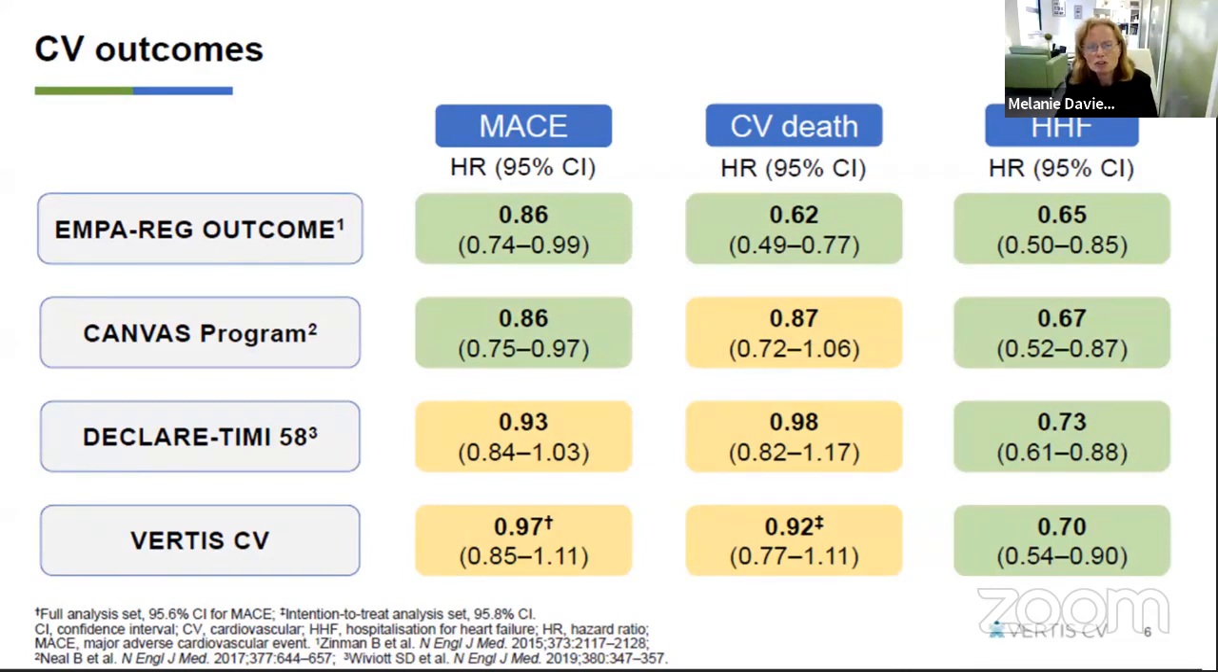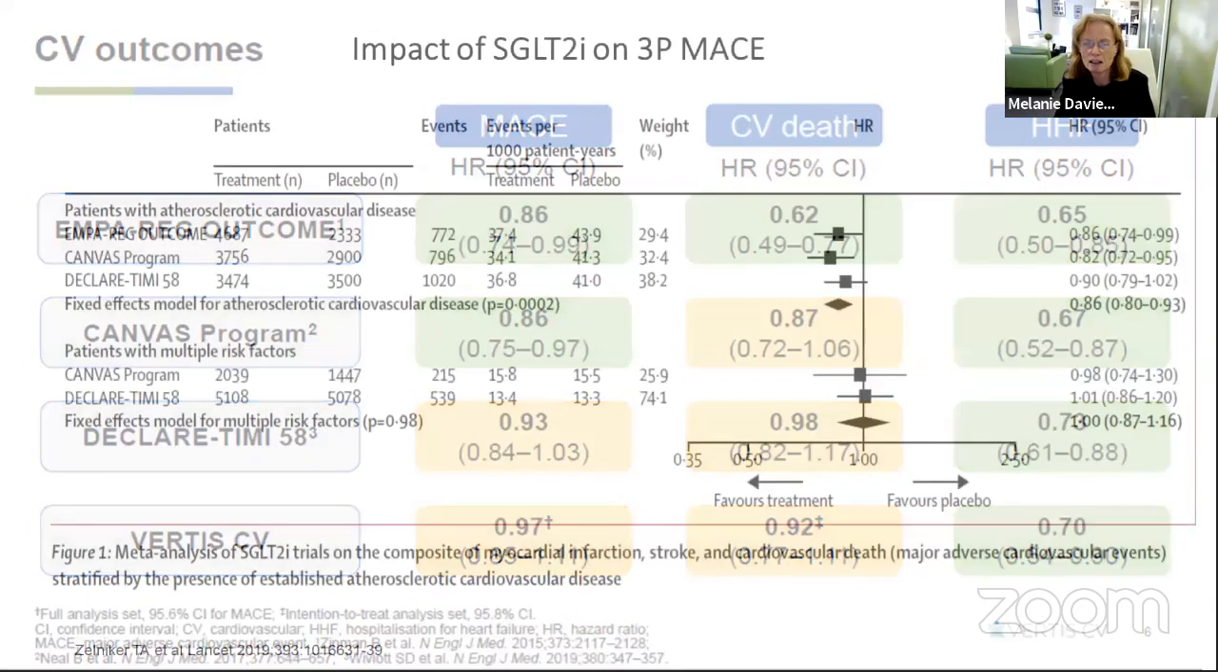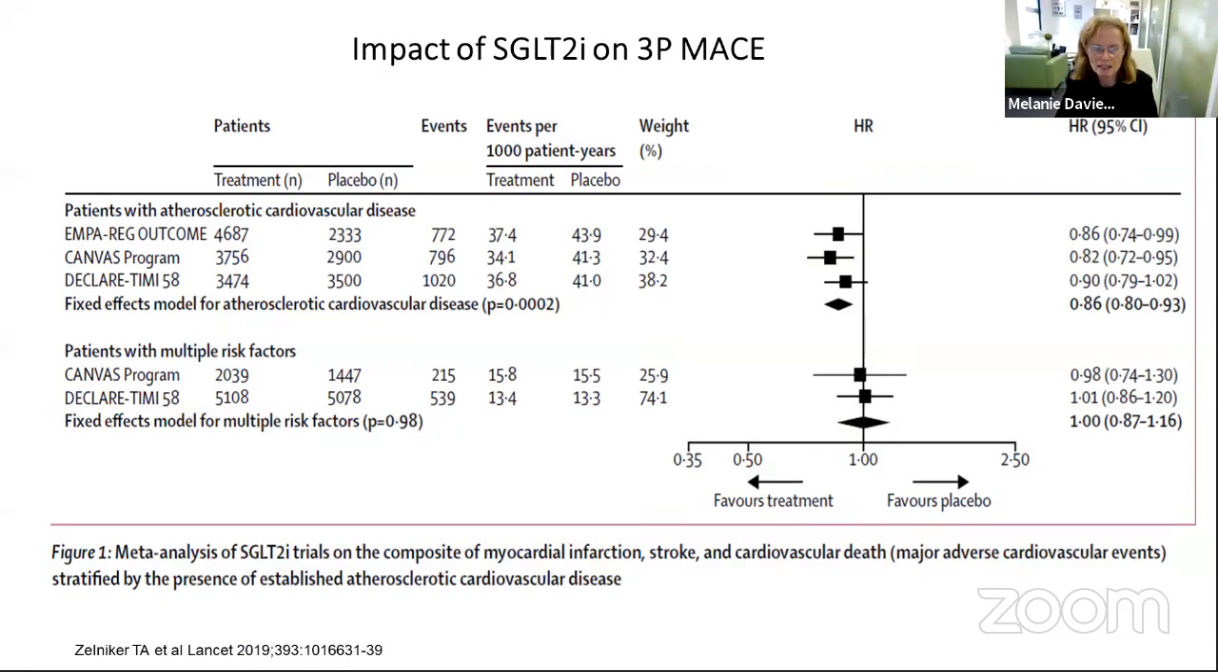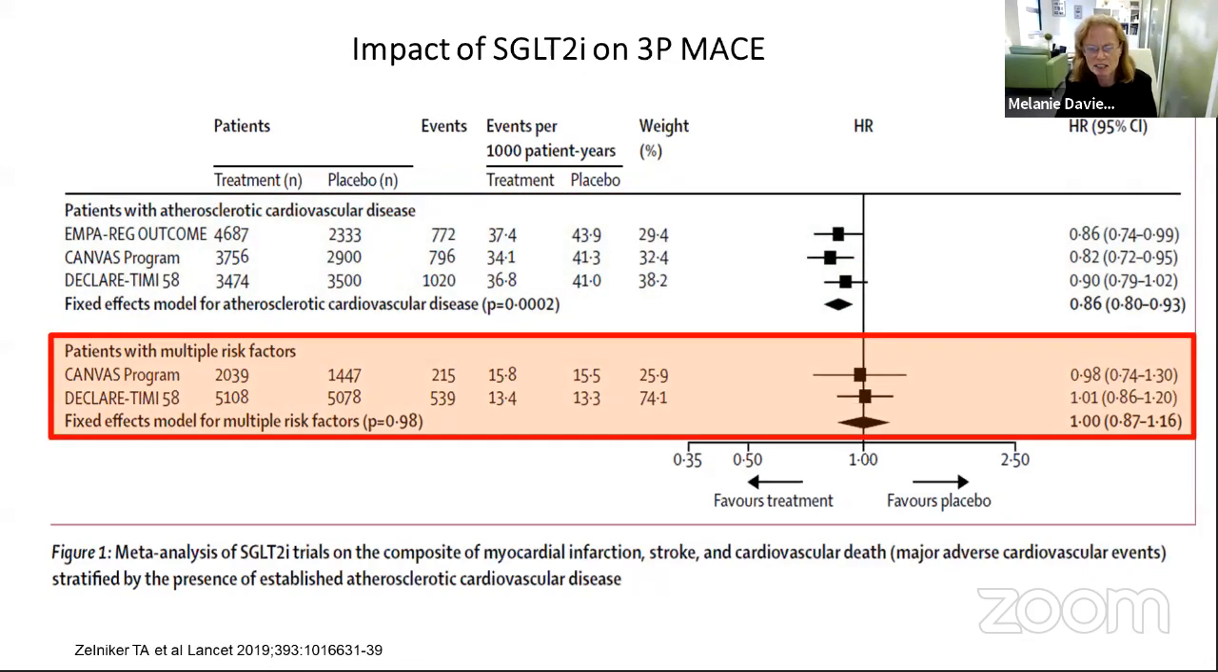If we look at this in the round, you can see EMPA-REG at the top with the reduction in MACE, cardiovascular death and heart failure. Below that is the CANVAS program with a reduction in MACE and heart failure. Then we see DECLARE, obviously a much lower risk cohort of patients with risk factors. And then VERTIS at the bottom, which, as I said, was more similar to EMPA-REG in terms of the baseline characteristics. So this is interesting, and I'm sure will be hotly debated. As I've said, if you look at the impact of SGLT2s on MACE, there's some evidence that we do get an impact in people with established atherosclerotic cardiovascular disease, but really not much evidence of impact in patients with multiple risk factors.